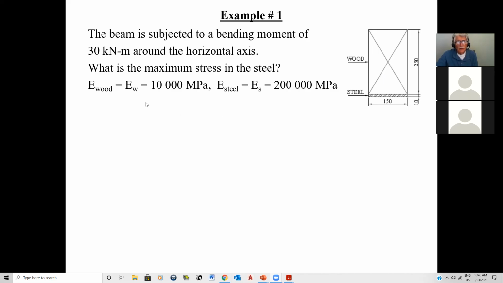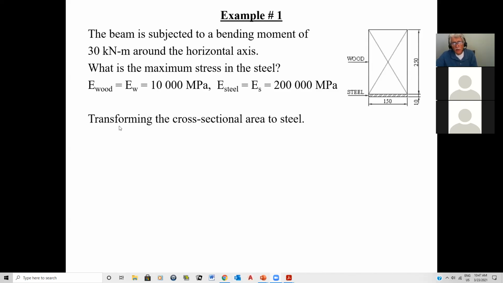Since I want to know the stress in the steel, I will convert everything into steel. So here, the modulus of elasticity of the wood is 10,000 MPa, which is a reasonable value. And look at the modulus of elasticity of the steel, 200,000 MPa. So you can appreciate that the steel has a stress-strain ratio that is 20 times better than wood. That's what you should realize here. In other words, the steel is going to deform 20 times less under the same stress. That's what you should be understanding from this.